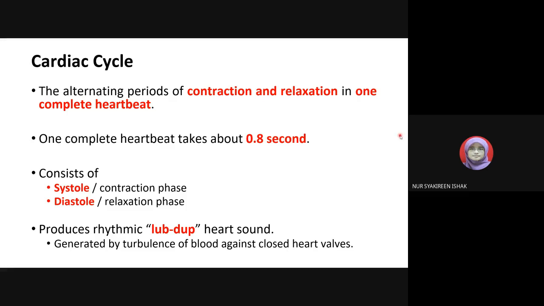Okay, so for a cardiac cycle, for the heart to contract and relax, kita ada dua istilah ni, systole and diastole. So systole is the contraction phase of the heart chambers. Okay, so we have atrial systole, atrial diastole. Atrial systole tu maksudnya atrium contract. Atrial diastole maksudnya atrium relaxed.